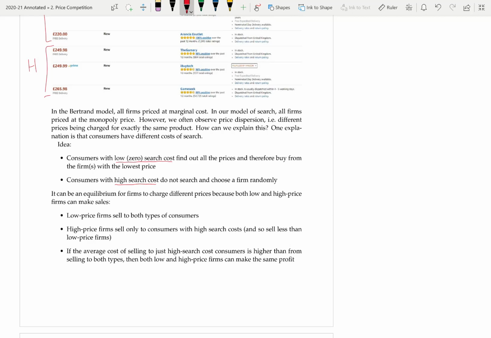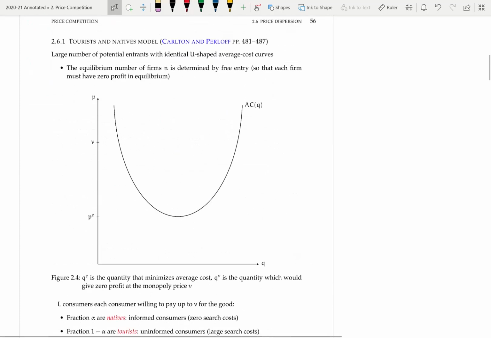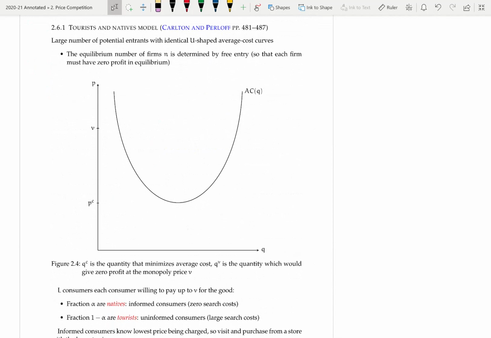This can only be true if the average cost is not constant. So in our model, we'll assume that the average cost curve is U-shaped. And so the average cost of the high price firms can be higher than the average cost of the low price firms because they're selling different quantities. So the model we're going to go through is called the tourists and natives model. You can find this in the Carlton and Perloff reading, which is available online through the reading list.